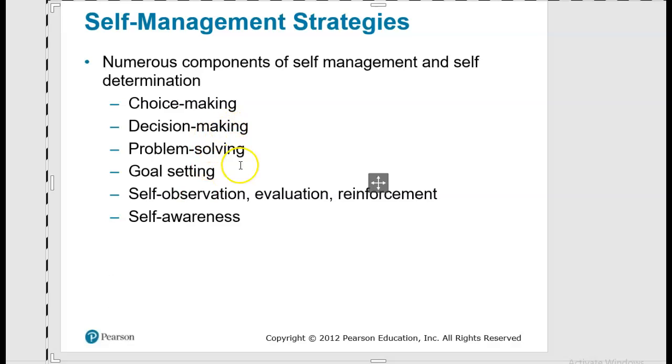So thinking about what choices, what decisions can they make, right? They're getting to the point where they want to make their own decisions. So within reason, maybe allow them to do that. Problem solving, goal setting. We've talked about goal setting in terms of transition, stuff like that, especially for this age group.